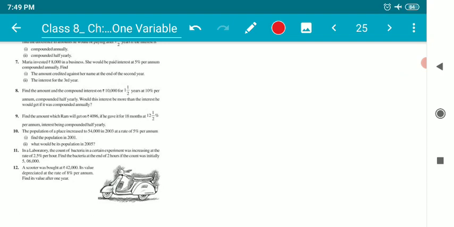Children, we have been dealing with the chapter comparing quantities. We are dealing with the compound interest portion of this chapter. This is exercise 8.3 of chapter 8, that is about compound interest or comparing quantities.